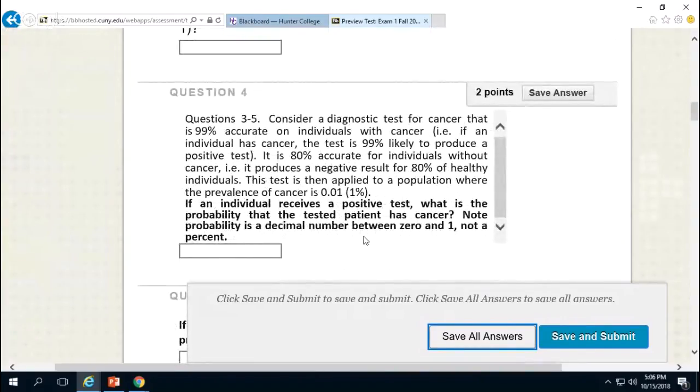Okay, and then we're into a diagnostic test question. A test for cancer that is 99% accurate on individuals with cancer. So what is that? What do you call that? The accuracy on the cases? Specificity. And 80% accurate on individuals without cancer. What's that?